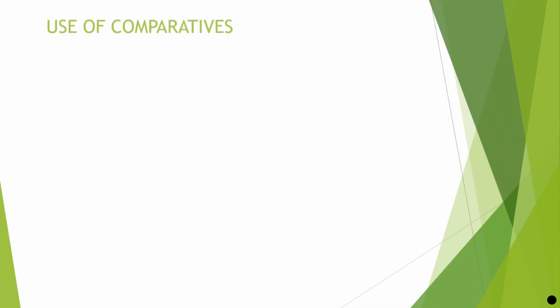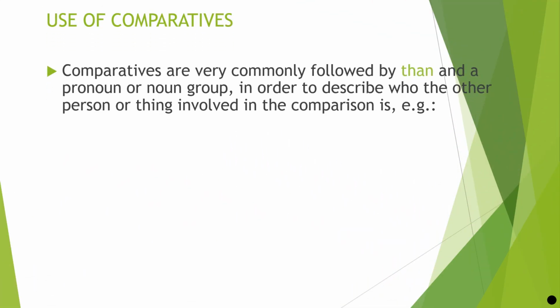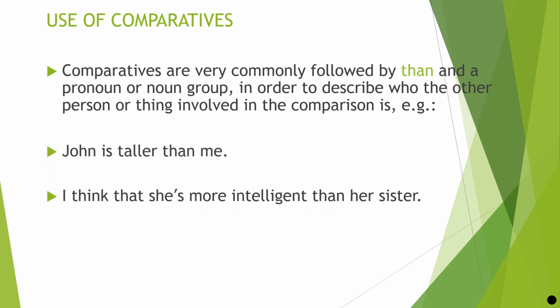Use of comparatives. Comparatives are commonly followed by than and a pronoun or noun group in order to describe who the other person or thing involved in the comparison is. John is taller than me. I think that she is more intelligent than her sister.